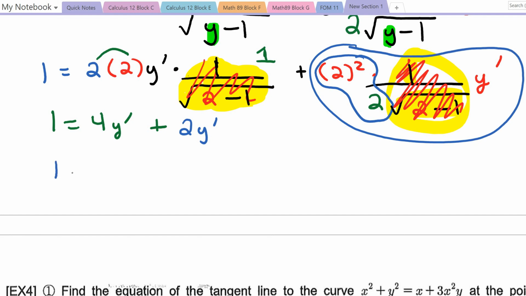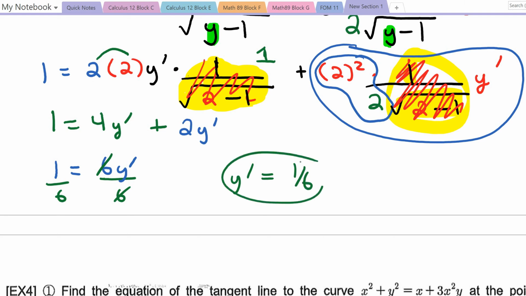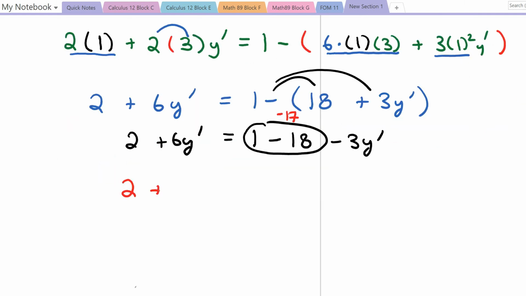Okay, we're almost done here. 4y prime plus 2y prime is 6y prime, and then I can divide both sides by 6. My final answer is y prime equals 1 over 6. All right, there you go, final answer.